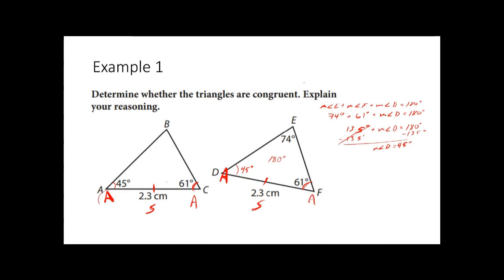Okay, so by ASA triangle congruency, these two triangles are congruent. This is always a good marking system right here, how I circled ASA. Okay, so you would say by the angle, side, angle, triangle congruency theorem, triangle ABC is congruent to triangle DEF.